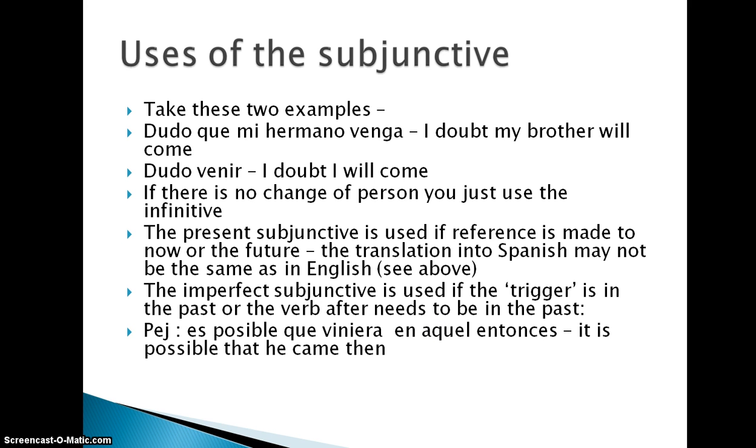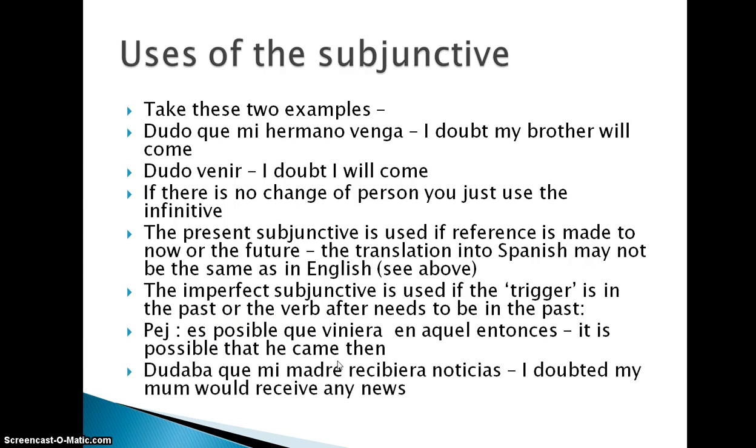Okay, and here's an example. Es posible que viniera en aquel entonces. It's possible that he came then. But the trigger doesn't necessarily have to be in the past. Dudaba que mi madre recibiera noticias. I doubted my mum would receive any news. So this one's in the imperfect subjunctive.